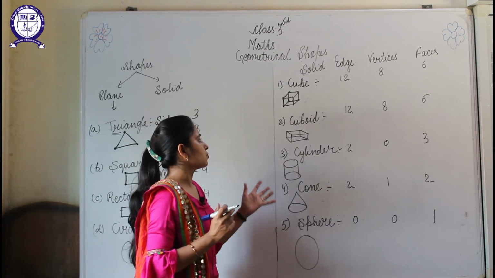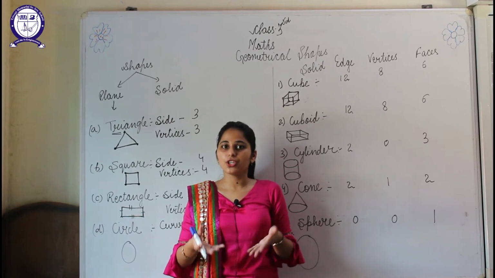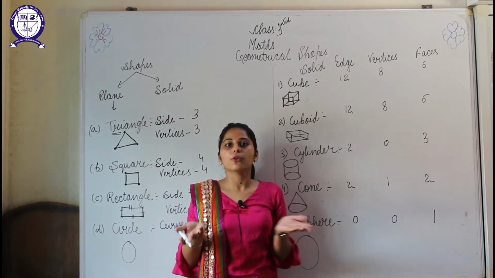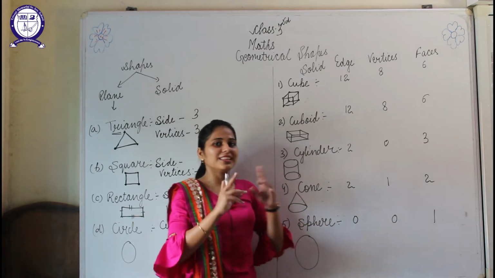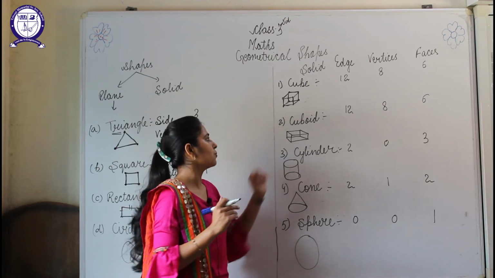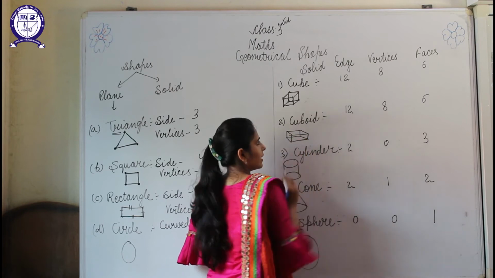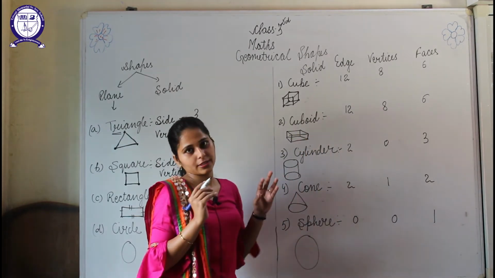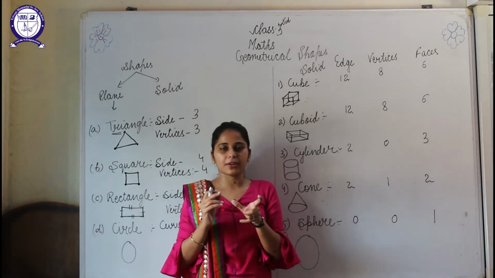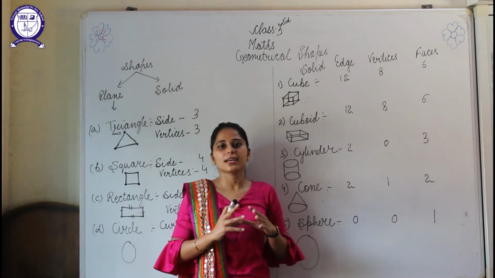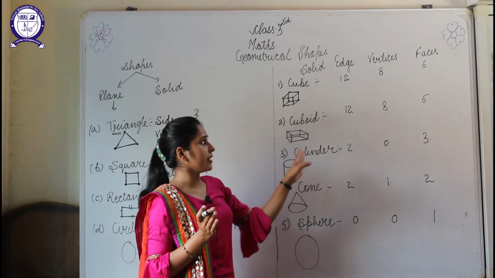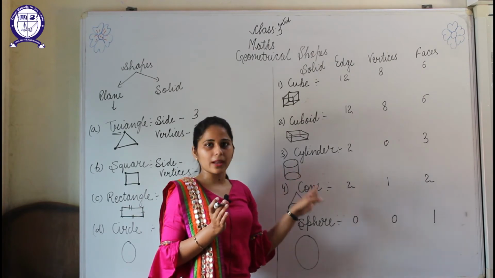Now in cuboid, students, a cuboid can be referred to as our fridge, matchbox, geometry box, lunch box, or our books. These shapes are considered cuboids because they are a combination of rectangles, students. Here also 12 edges, 8 vertices and 6 faces are there. You can also look at your geometry box or your book. How many faces are there? 6 faces, 8 vertices and 12 edges.